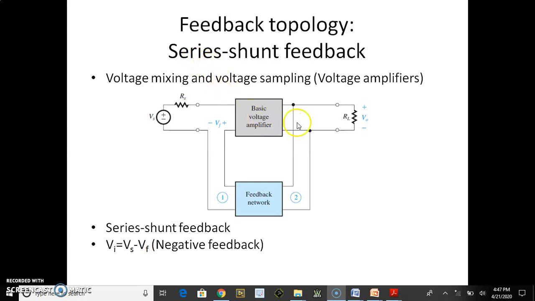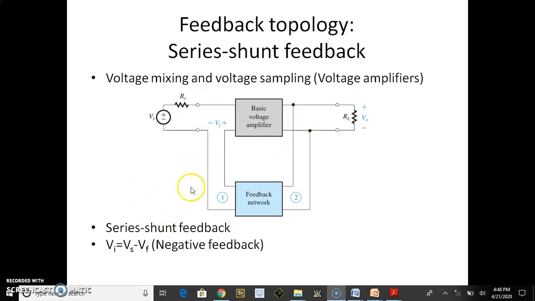feedback topology, where you are sampling the voltage, because we know that voltages can be sampled by connecting in shunt. Voltages can be added only in series. You can see we are adding the voltage in series, whereas we are sampling the voltage in parallel. So it is voltage mixing and voltage sampling. Why it is called series shunt feedback is, the input is added in series, whereas the output is taken out in shunt. So this is how you are sampling.